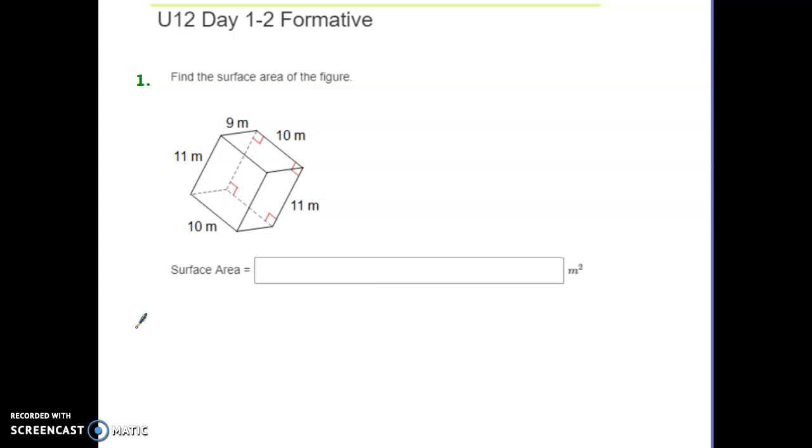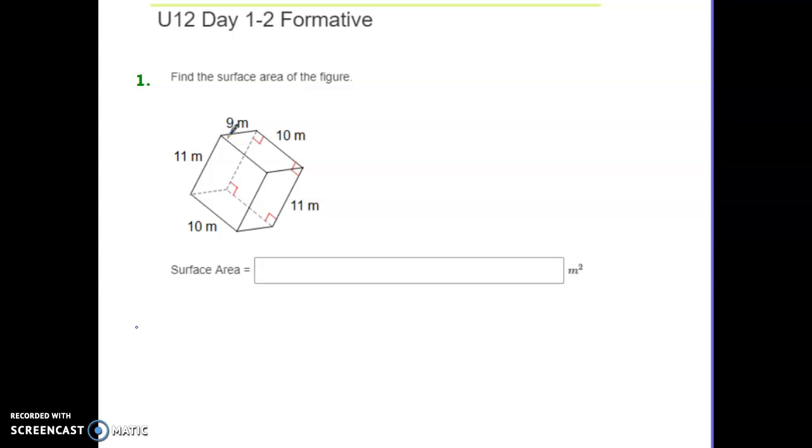Okay, geometry, this is the Unit 12 formative assessment. It's asked to find the surface area, and you can go through and use the exact formula if you would like on the formula sheet, or you can just look at it and say, all right, how many rectangles do I have, and add up all those surface areas separately and then add them together.